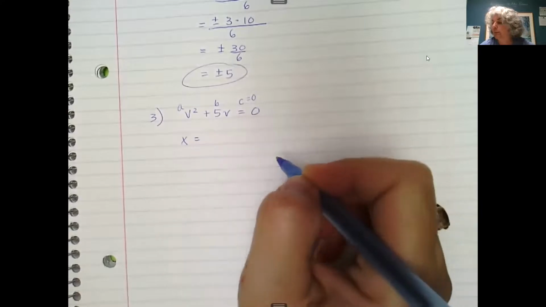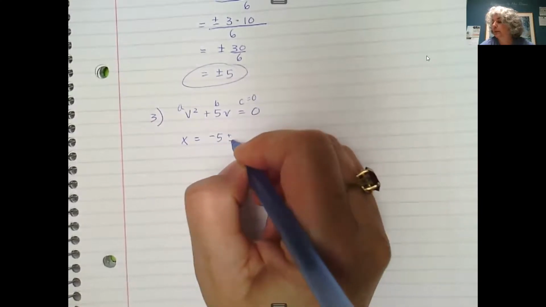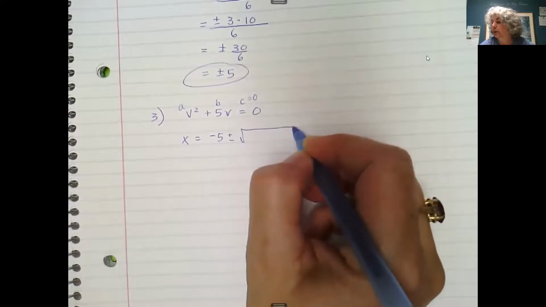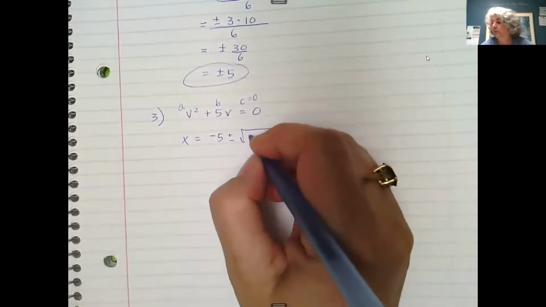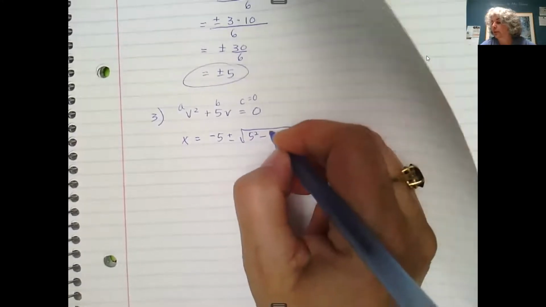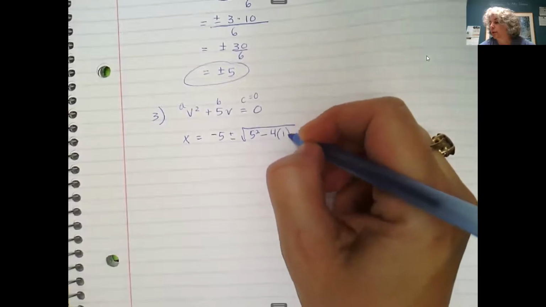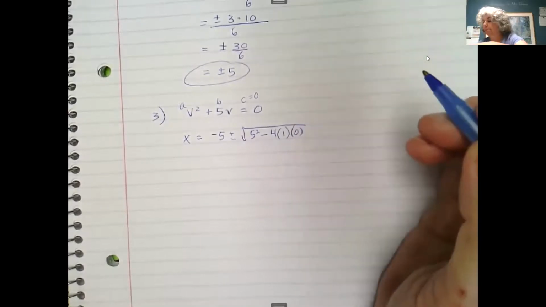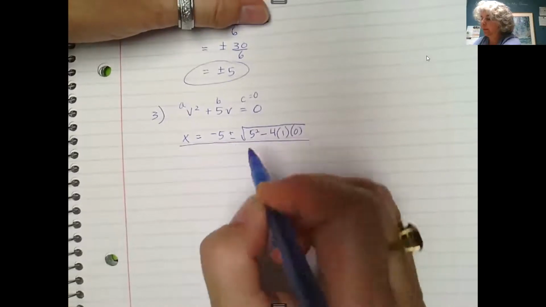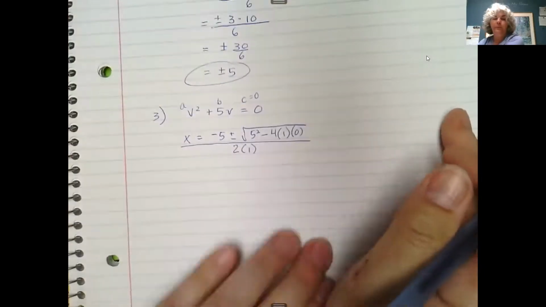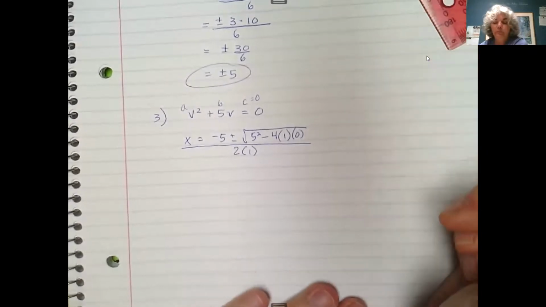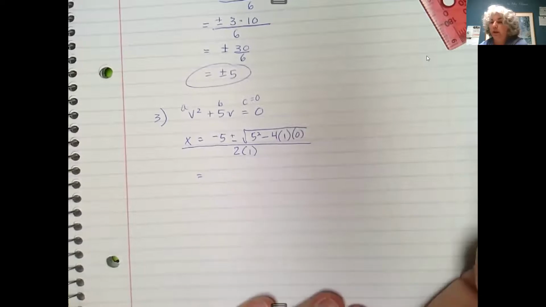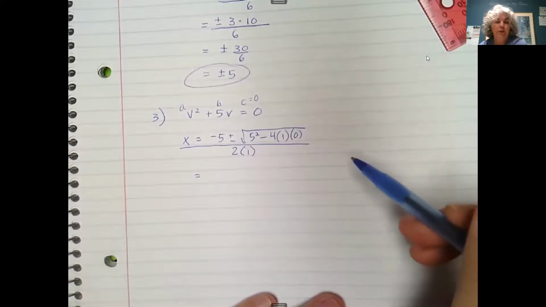x equals the opposite of b, plus or minus the square root of b squared. What's b squared? Well, it would be 5 squared, minus 4 times a, which is 1, times c, which is 0. And then 2 times a again is 1. So make sure you can see how that's gotten put into the formula. Okay, so then we simplify. See if you can pause this video and simplify this expression and see what you get.